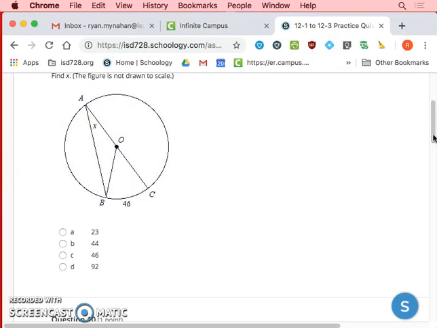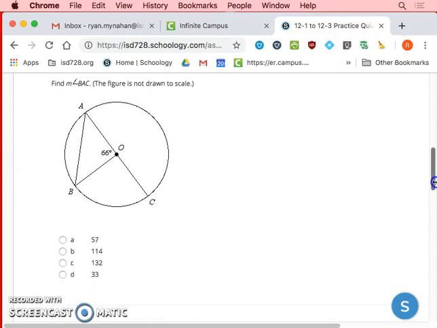Moving on, number 10, finding BAC. So again, let's highlight that. BAC is this angle, which is half of this arc. I don't know that arc, so that's where I have to start trying to figure this out. There's a couple steps I could use to do this. One thing I have to realize is that this 66 is a central angle, which means if I have 66 at the center, I have 66 on the outside.